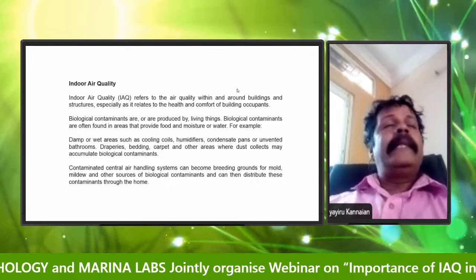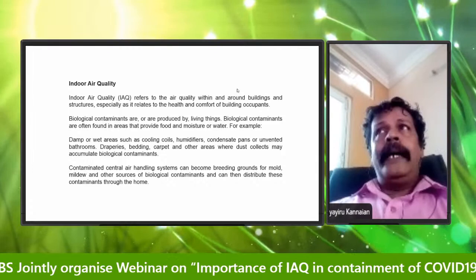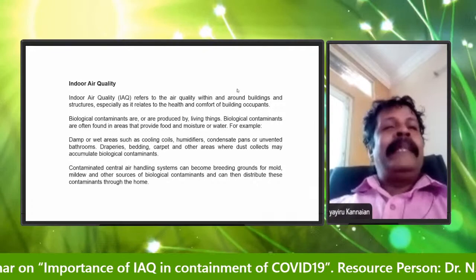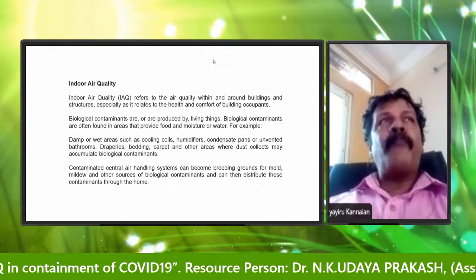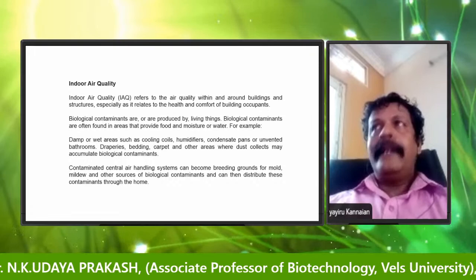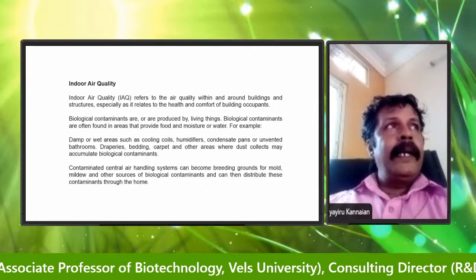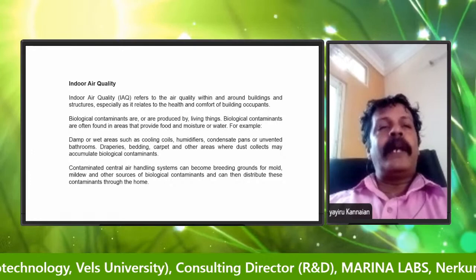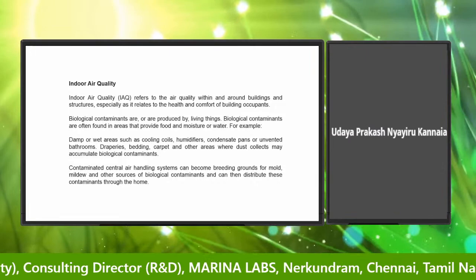So all this has to be proved, right? As a biologist, what is IAQ and what are the biological contaminants found in it? These biological contaminants are found in areas which have too much moisture or water. Then you can easily find out the areas associated with damp or moisture: cooling coils, humidifiers, condensate fans, even unvented bathrooms, draperies, bedding, carpet, and dust-accumulating areas can easily absorb moisture, and that promotes the growth of biological organisms. Just think about that. They are also a breeding ground for microbes. Next slide, please.